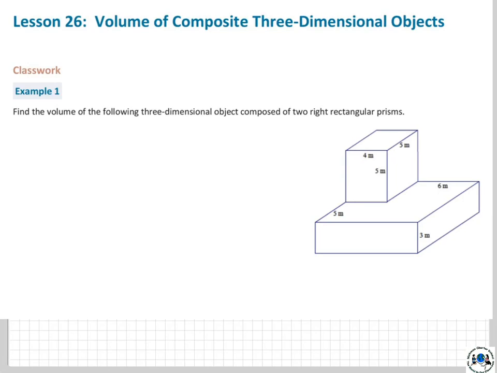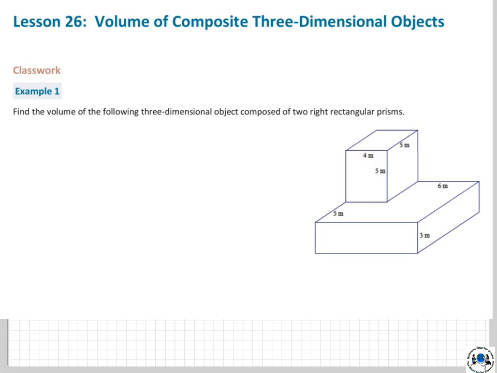Example 1, find the volume of the three-dimensional object composed of two right rectangular prisms. I think this is something you can do, so I'm going to pause right here and have you give it a whirl.